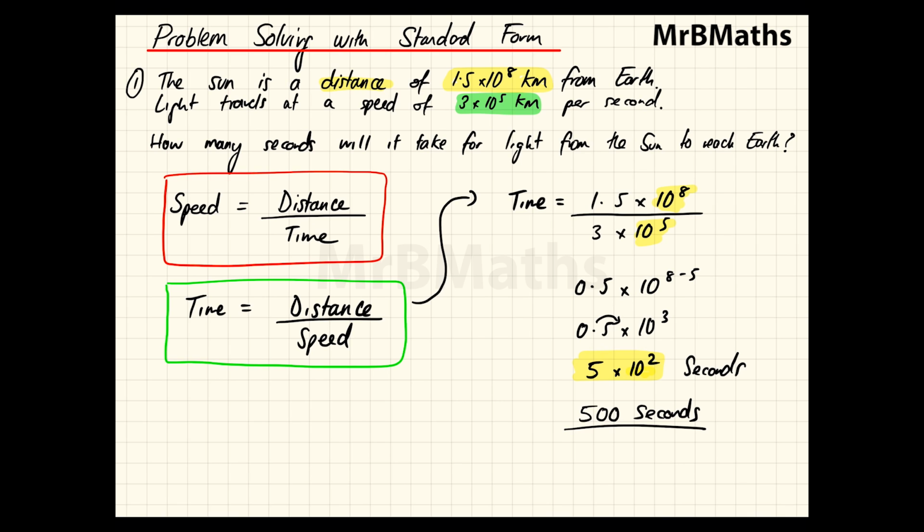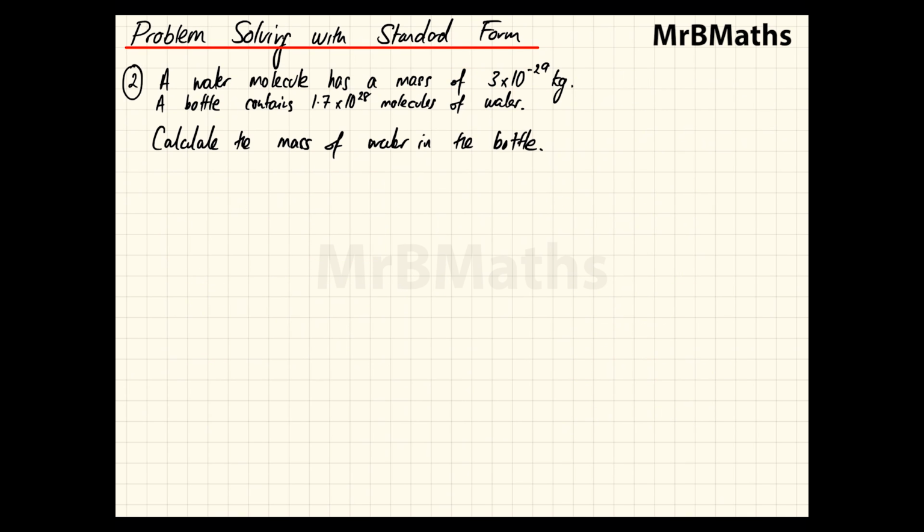Let's have a look at question 2. A water molecule has a mass of 3 times 10 to the minus 29 kilograms. A bottle contains 1.7 times 10 to the 28 molecules of water. Calculate the mass of water in the bottle. So there's quite a bit of information there if you're not 100% sure what to do. It's not difficult to understand. Don't get confused because there are numbers that you're not familiar with, times 10 to the minus 29. Try and understand what the question's asking you.